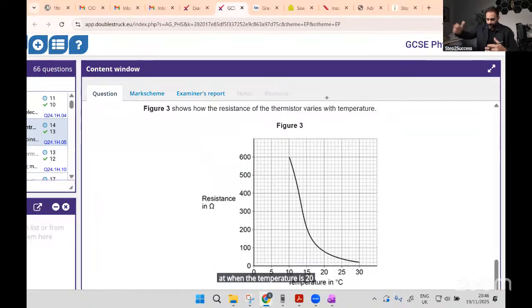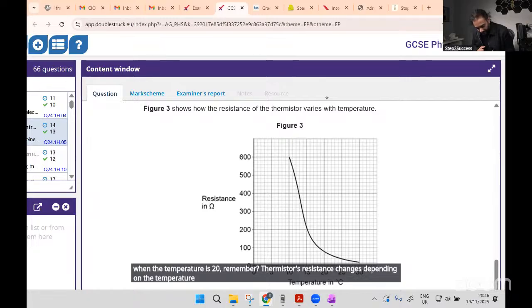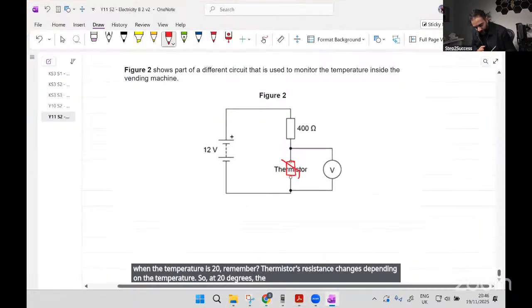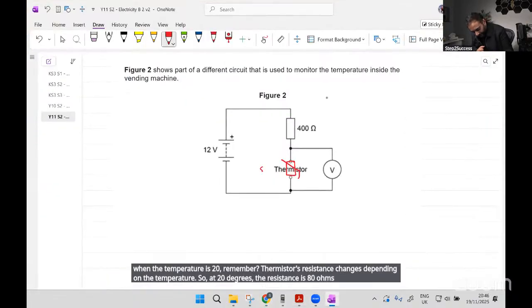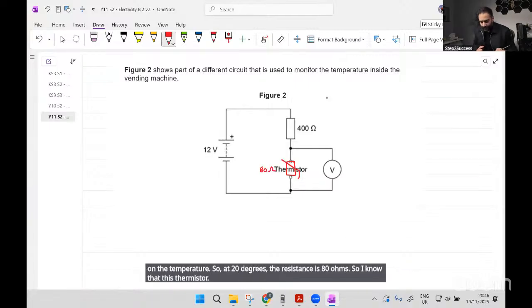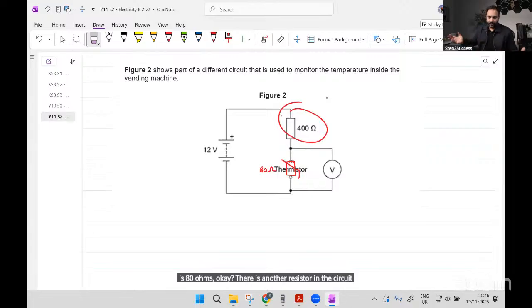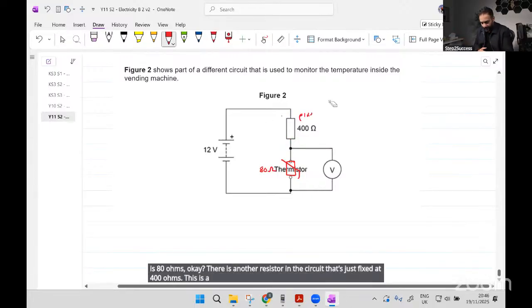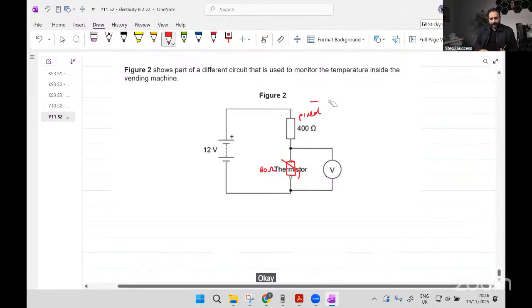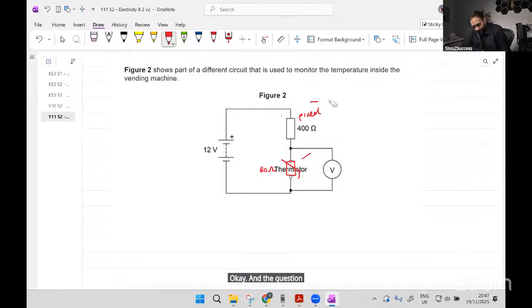Remember, a thermistor's resistance changes depending on the temperature. So at 20 degrees, the resistance is 80 ohms. So I know that this thermistor is 80 ohms. Okay? There is another resistor in the circuit that's just fixed at 400 ohms. This is a fixed resistor. It doesn't change. Okay? And the question is, what will be the reading on this voltmeter?